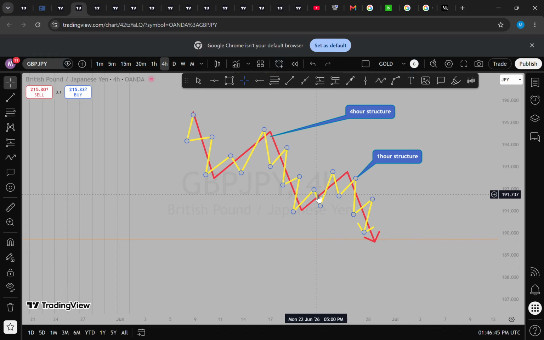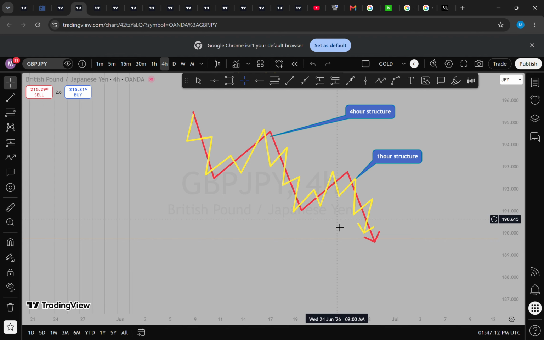If you are a beginner, you lock your mind into this 1 hour uptrend, and you keep adding more position here. Before you know it, you've been taken out and you lose all your money. So that is why it's very important to stay on a bigger time frame. It's important to stay on a bigger structure.